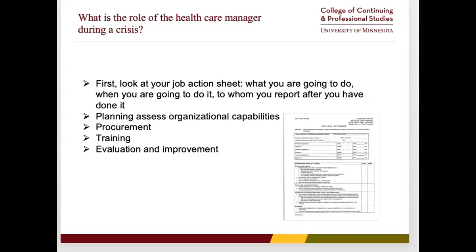So first, take a look at it. What are you going to do? When are you going to do it? To whom you report after you have done it. And this also takes a look at planning and assessing the organizational capabilities, what supplies you might need to procure, what kind of training might need to happen or should have happened, and then afterwards evaluating and improving what you've done.